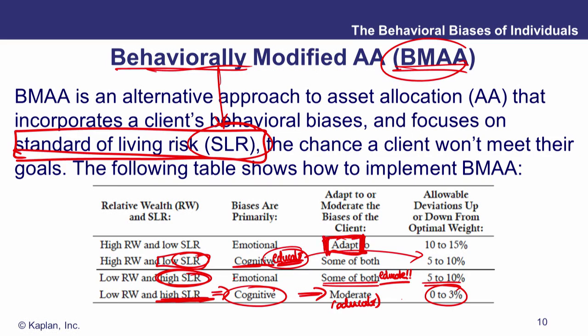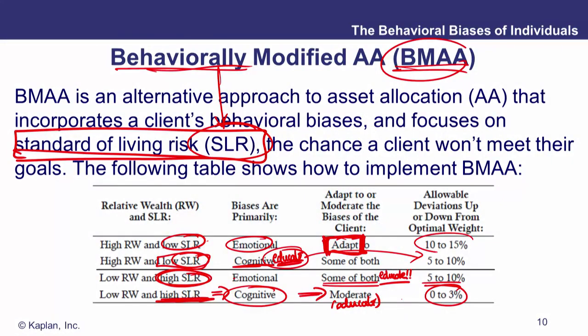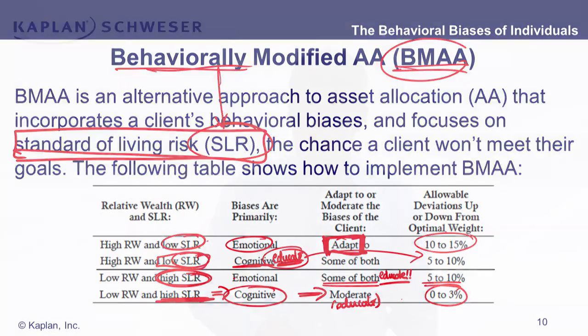But where you must absolutely adapt the asset allocation, and not really focus too much on education, is where the biases are primarily emotional, so you can't remove them, and there's a low standard of living risk anyway, so the client's got plenty of assets. It's not likely that their standard of living is going to be impaired by their behavioural biases. And there you can hold on to the behavioural biases, don't try and remove them. You can actually have quite a big deviation from the theoretically optimal weight according to traditional finance.